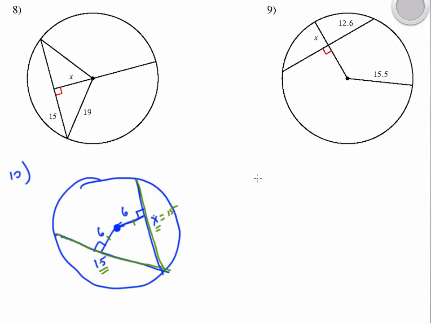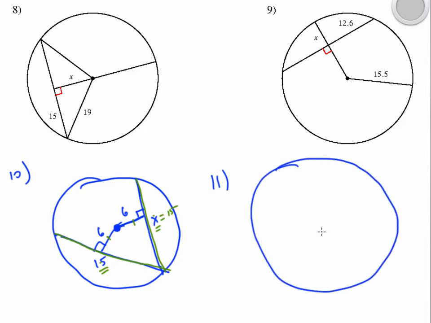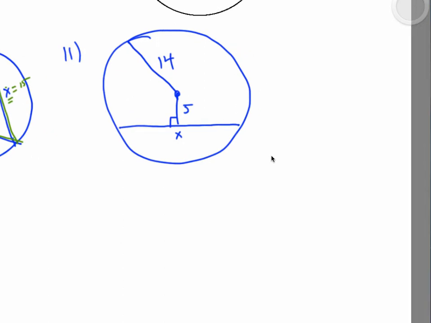All right, last one here. Let's call this number 11. Draw a circle, center. Let's say we have 14 as our radius. Let's say this is 5, and let's say you've got here like that as x. And don't forget to add perpendicular. So go ahead and set that up. Mine kind of looks like a potato, but that's okay.